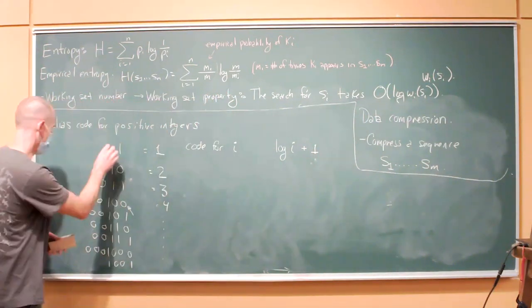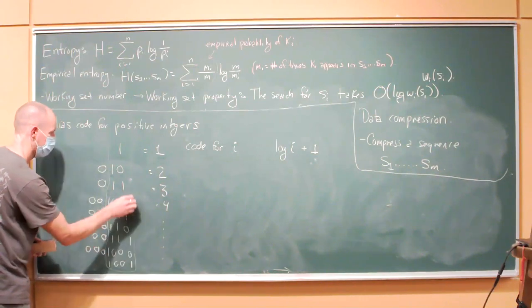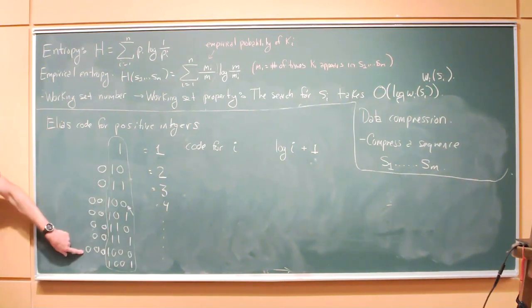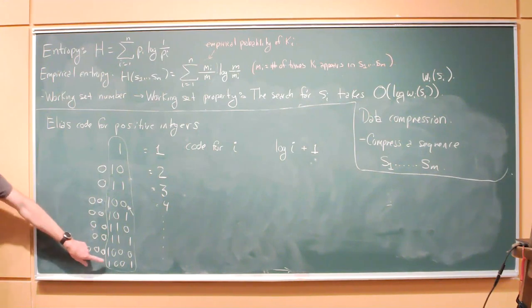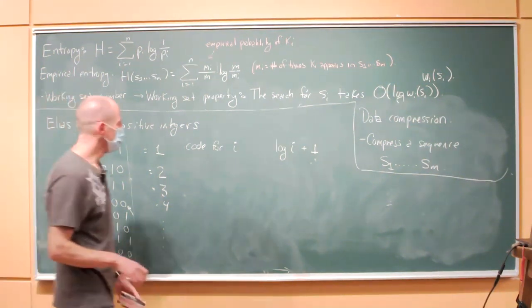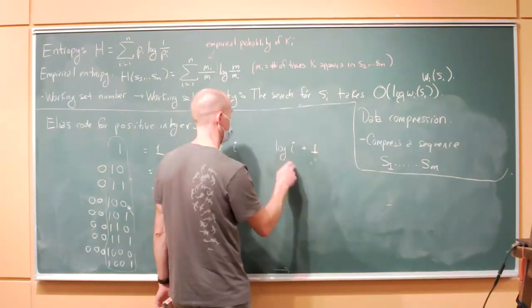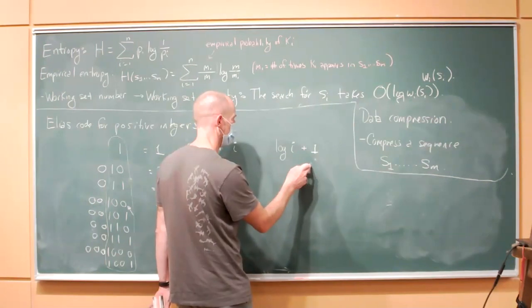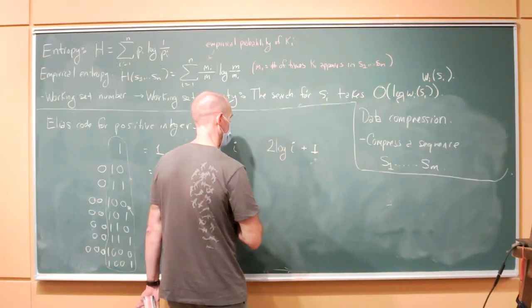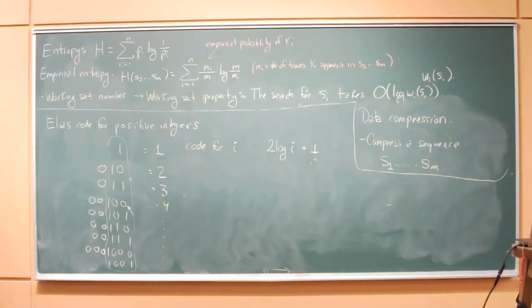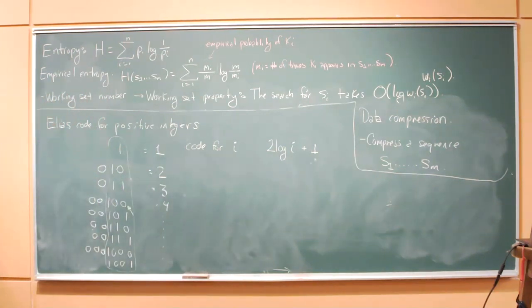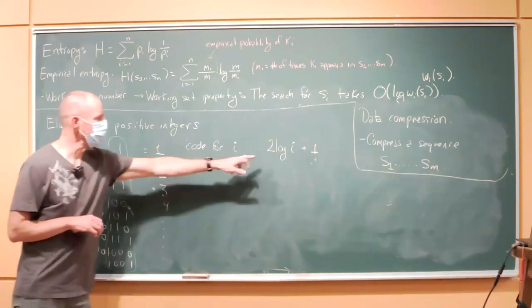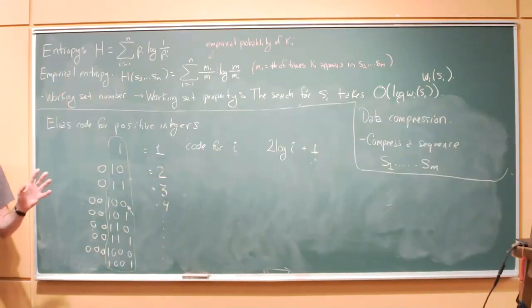Okay, so that's for the actual integer part of the code. Then there's this thing that comes before it, which is just one less than the other thing, right? So that gives me the same thing as this without the extra one. So that's like 2 log I plus 1. Not bad. So somehow, to encode I, it seemed like you needed at least log I. In fact, to encode all the things, it is true that you need at least log I. This gets you 2 log I. So you could stop there and say, that's good enough.